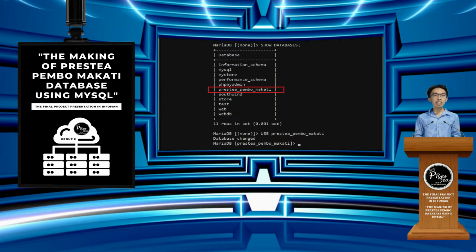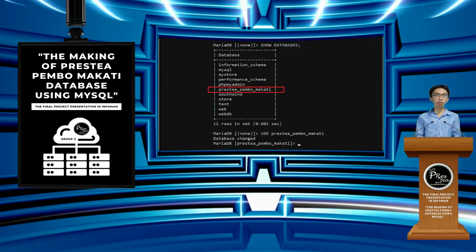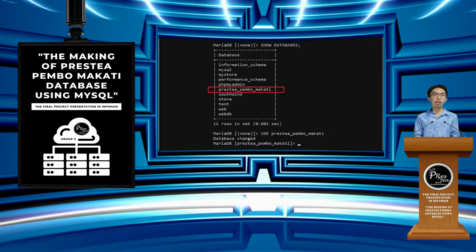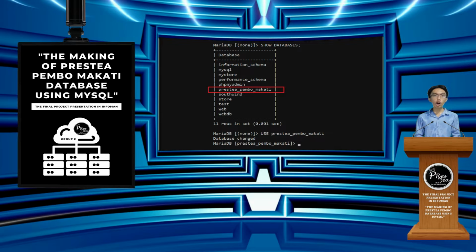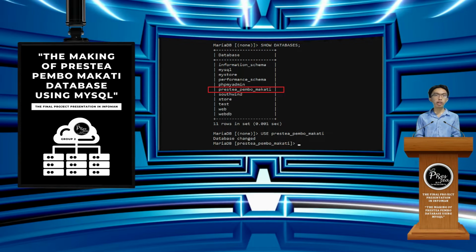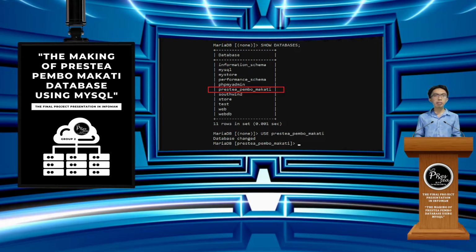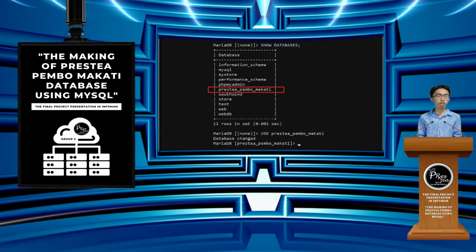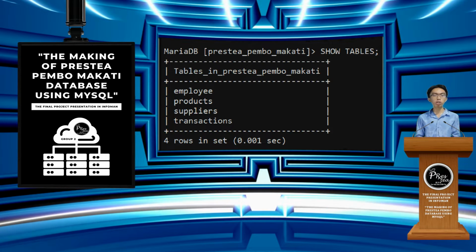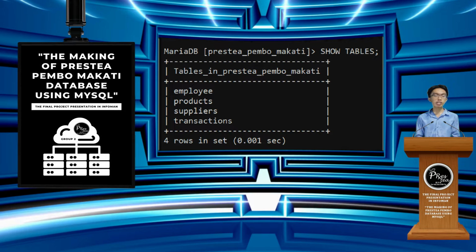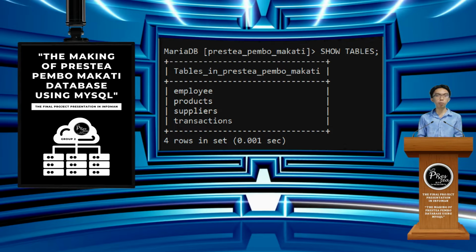We will start with the database naming. We came up with the name Presti_Pembo_Makati because our chosen store is Presti Pembo Makati. The store has no database yet, so we are the first to make their first ever database. After naming the database, we created 4 different tables: Employees Table, Products Table, Suppliers Table, and Transactions Table, which each group member will demonstrate and explain.